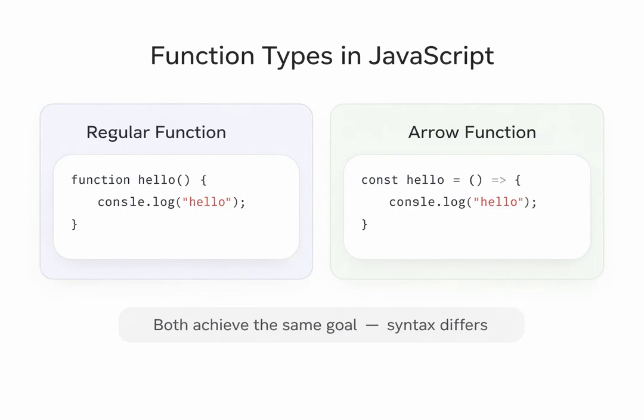Picking up right where we left off, we were talking about functions, and now we need to look at the two main types of functions you'll encounter in modern JavaScript.